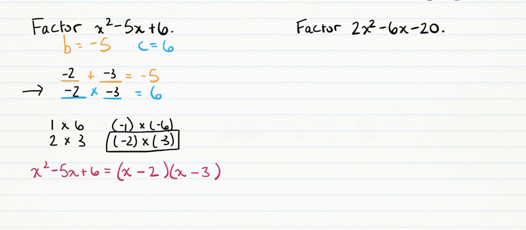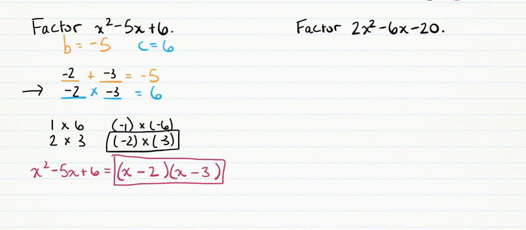And either way, if I expand, I can use expanding again to check that my answer is correct. So here I would have x times x gives me x squared. X times negative 3 is a negative 3x. And negative 2 times x gives me a negative 2x. Combined, the negative 3x and the negative 2x give me negative 5x. And negative 2 times negative 3 gives me the positive 6 here. So this is the factored form for this simple trinomial.